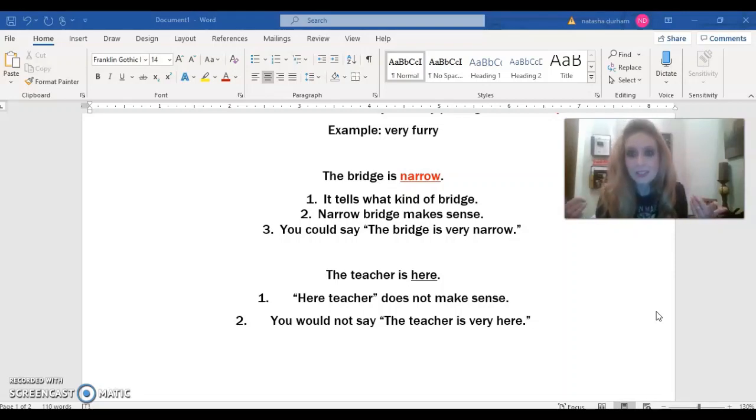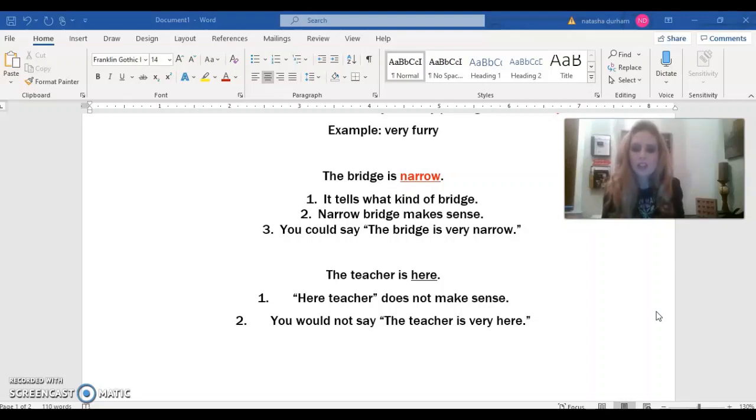Does that make sense? It does. All right, perfect. So now we know that narrow is an adjective. All right, let's try another example. The teacher is here. Now the word we think might be an adjective is here. And let's put our test in place to see.